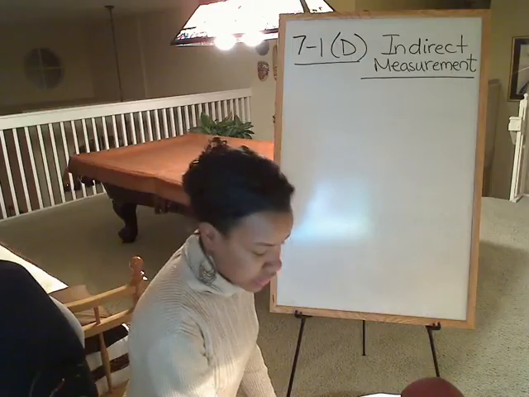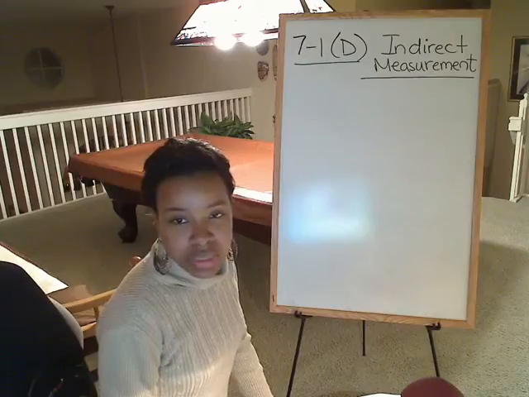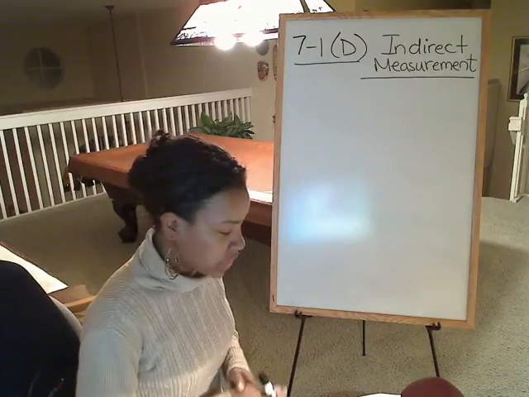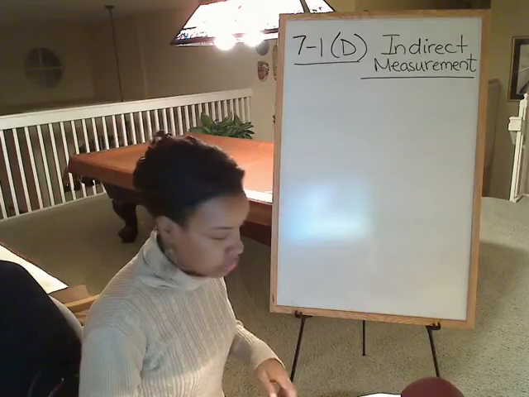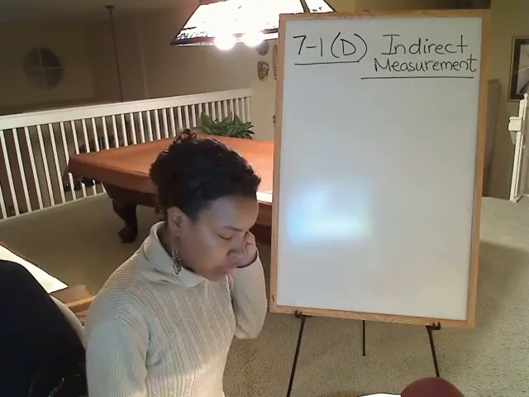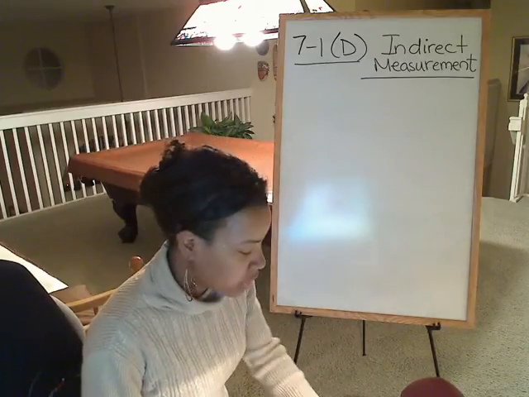Okay, this is 7-1D, and it's indirect measurement. You should have your worksheet in front of you. It's 7-1D, the skills practice worksheet. And I'm just going to go through these 6 questions, and hopefully by the time it's over, you will understand how to solve these problems.